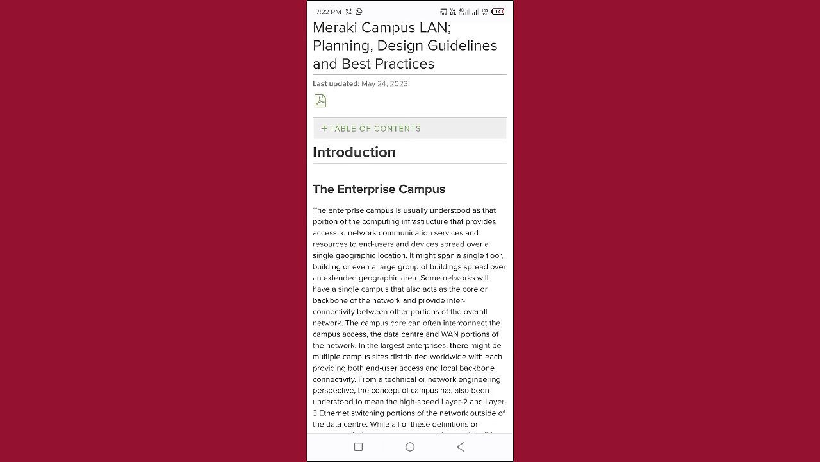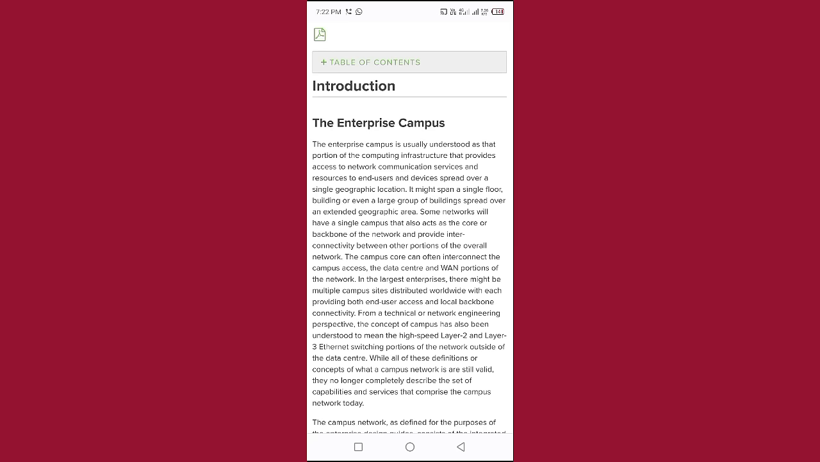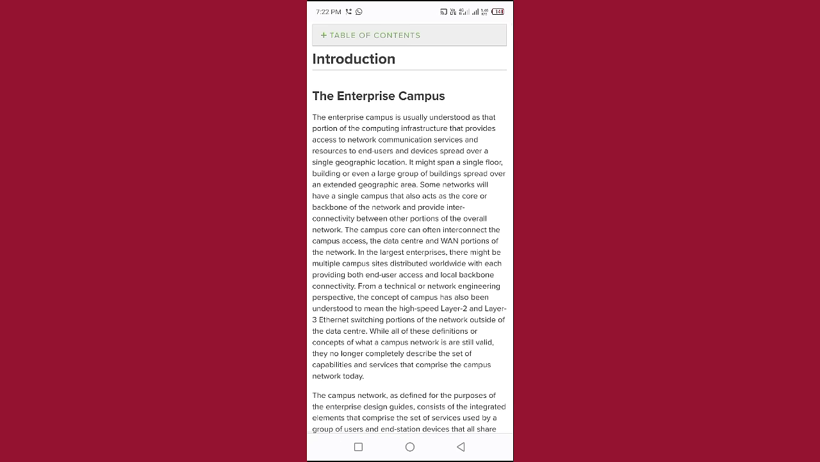Introduction. The enterprise campus. The enterprise campus is usually understood as that portion of the computing infrastructure that provides access to network communication services and resources to end users and devices spread over a single geographic location. It might span a single floor, building, or even a large group of buildings spread over an extended geographic area. Some networks will have a single campus that also acts as the core or backbone of the network and provide interconnectivity between other portions of the overall network.